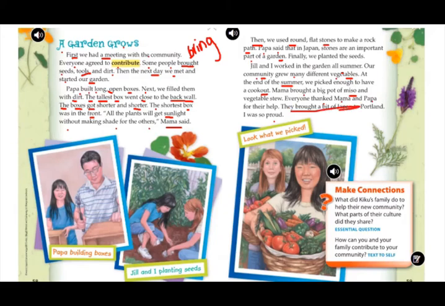I was so proud. So what did Kiko's family do to help their new community? What parts of their culture did they share? They helped them to grow plants in small places. What parts of their culture did they share? They shared how to grow plants, probably indoor gardens, or a Japanese garden, as they said.